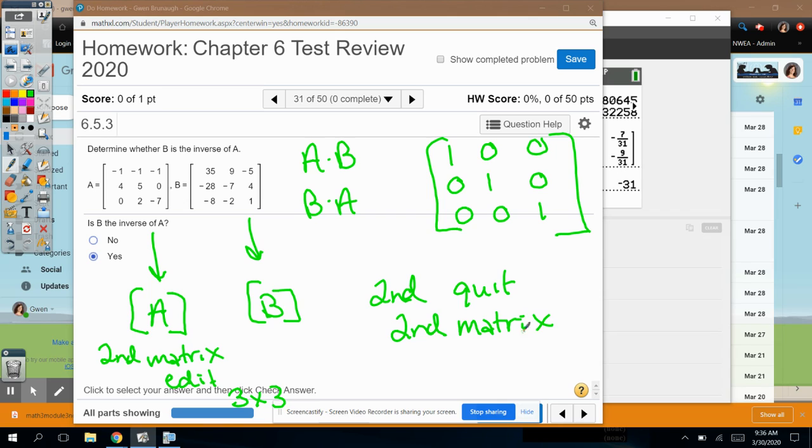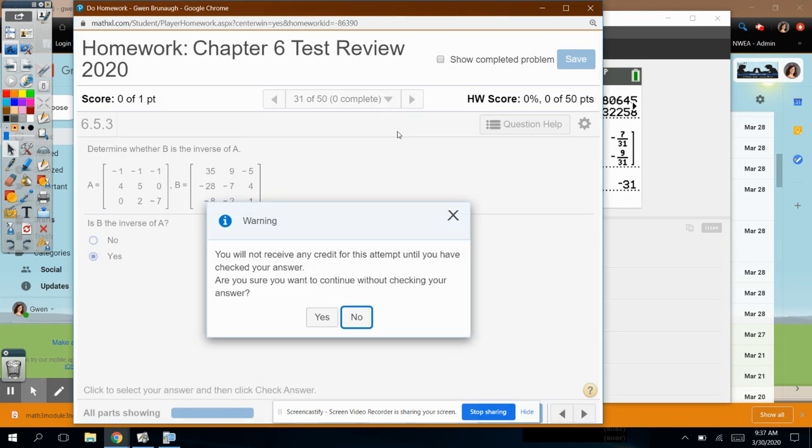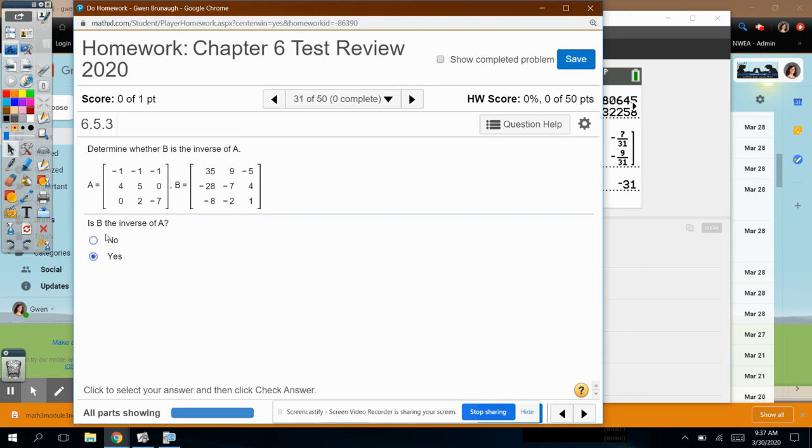And then you'll do second matrix. And this time you won't edit them. You'll just actually select matrix A. Then you'll hit times. Then go to second matrix again. Select matrix B, and you will see if you get that identity matrix. You'll need to do it in both directions, A times B and B times A, to make sure you get it. You want me to guess? I'm going to guess yes.